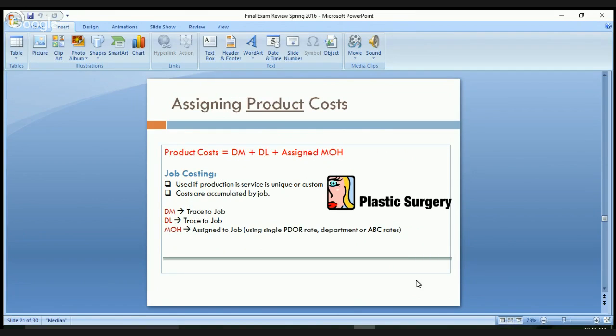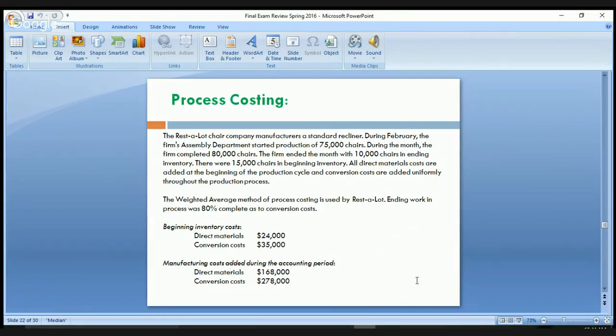Now we have assigning product costs. We can do this through job costing or process costing. Job costing is used if production of a service is unique or custom, and costs are accumulated by job. Now, direct materials and direct labor are very easy to do. We just trace them to the job, what's used on the job. The overhead is allocated using an overhead rate that we determined before. So let's take a look at this one.